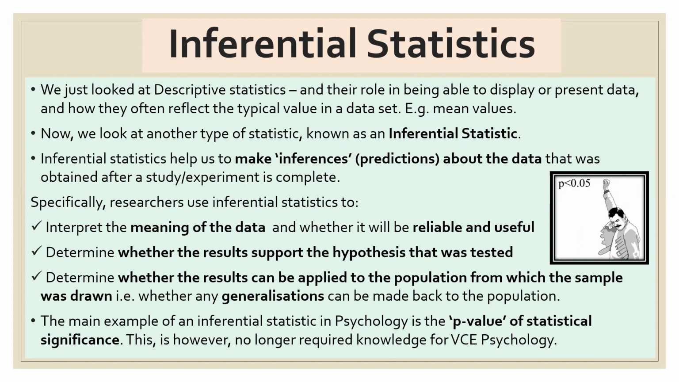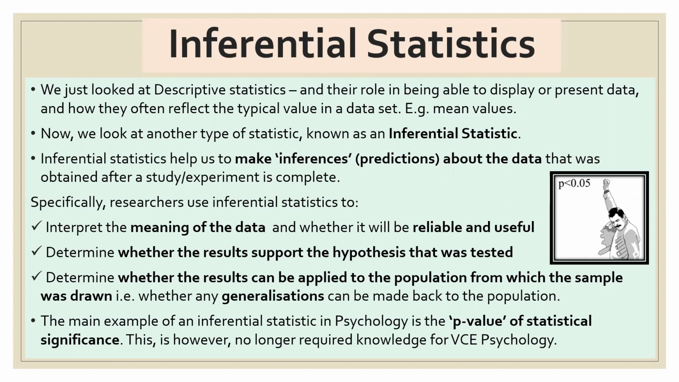When I'm making an inference, I'm essentially making a prediction about the data or about the results that we've obtained from that study or from that experiment. So number one, inferential statistics help researchers to interpret the meaning of the data. Inferential statistics can also play a part, in conjunction with other factors, in determining the reliability of a data set or of a set of scores. They can also help us to determine whether the results support the hypothesis. A lot of the time researchers do calculate a p-value, and that p-value, in conjunction with other factors, can help them to decide whether the hypothesis is supported or not by the results.